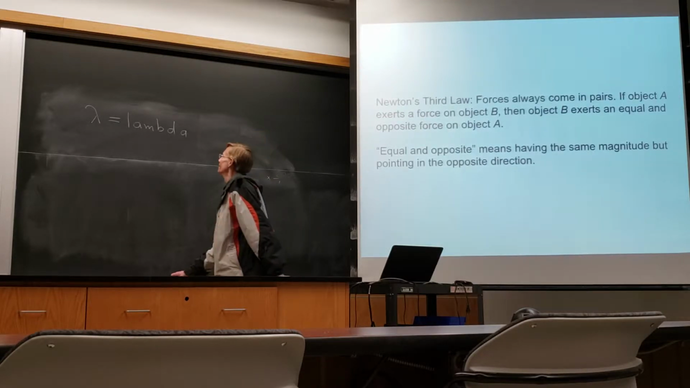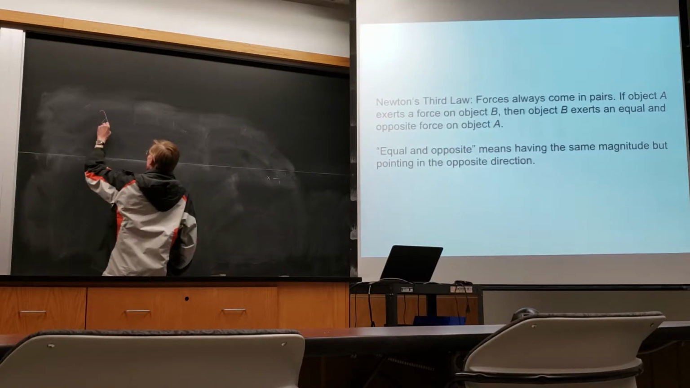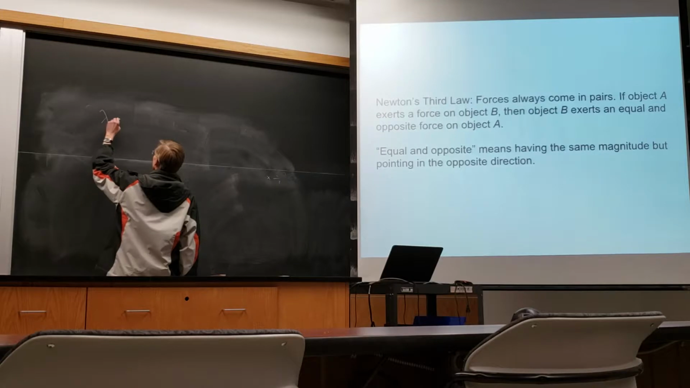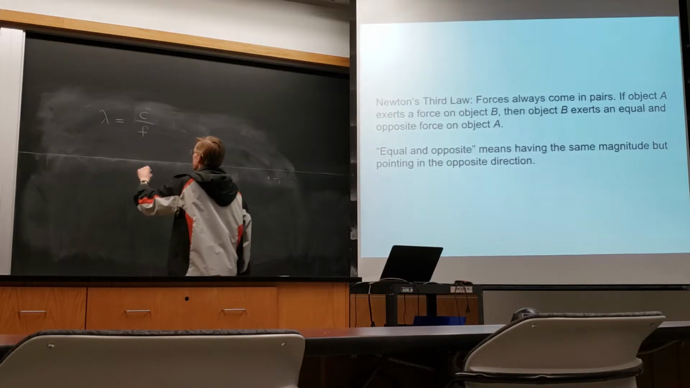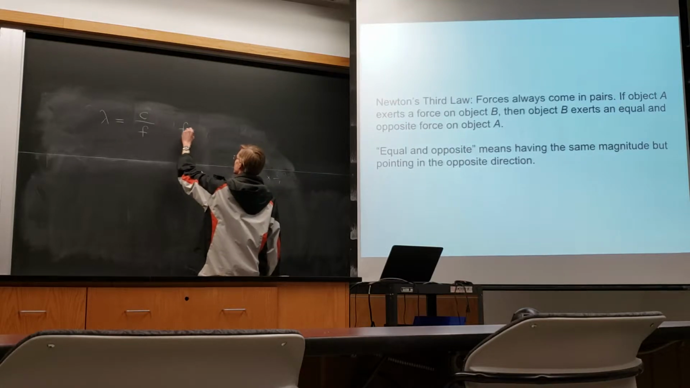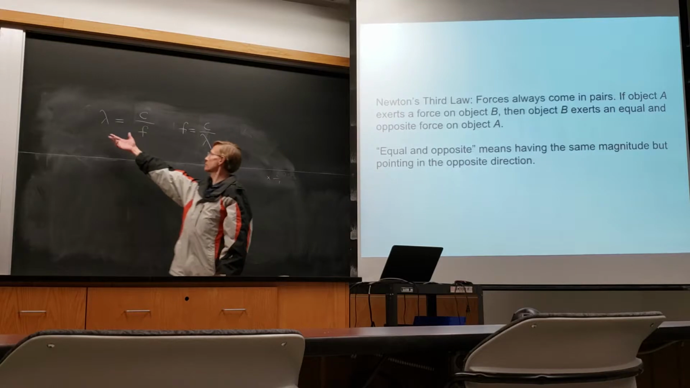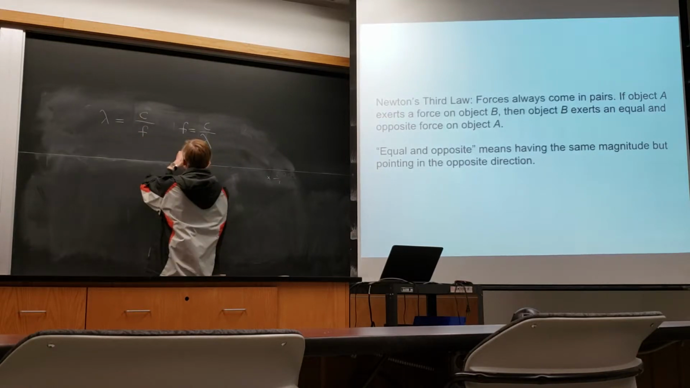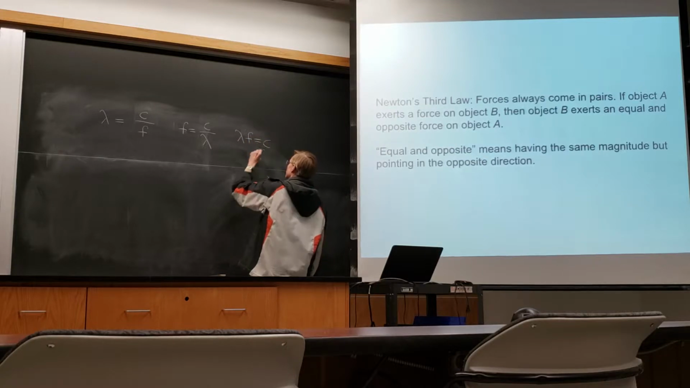Okay, so lambda is equal to the speed of the wave divided by its frequency, or frequency is the speed of the wave divided by the wavelength. Those are just algebraic transpositions of one another. Another transposition is wavelength times frequency is the speed of the wave.